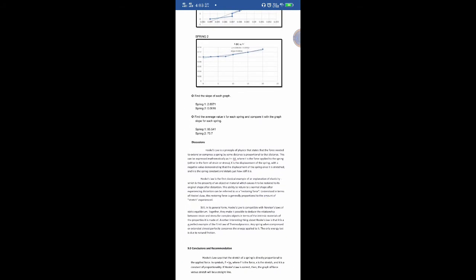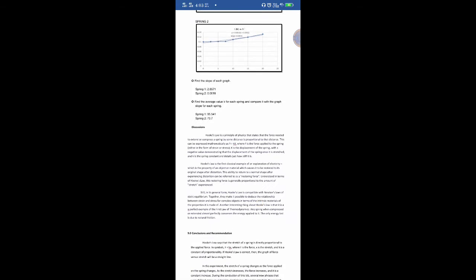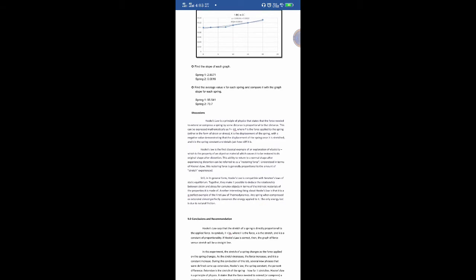And this is discussion. Hooke's law is a principle of physics that states that the force needed to extend or compress a spring by some distance is proportional to that distance. I keep it simple and keep it short. Hooke's law is the first classical example of explanation of elasticity, the property of an object or material which causes it to be restored to its original shape after distortion. In general form, Hooke's law is compatible with Newton's law of static equilibrium. And that's the short form of my discussion.